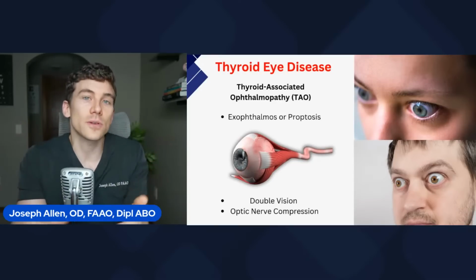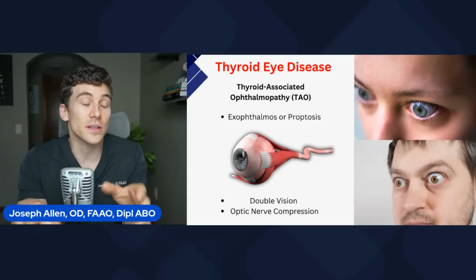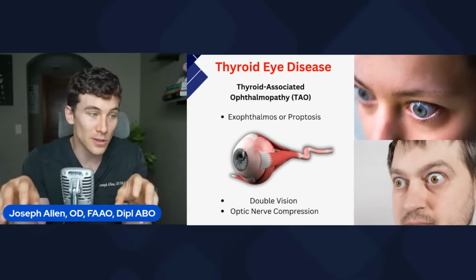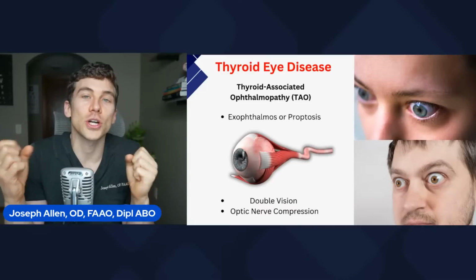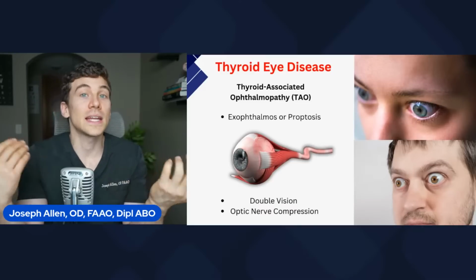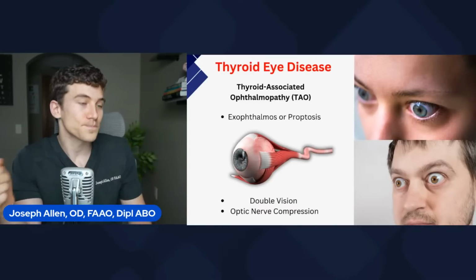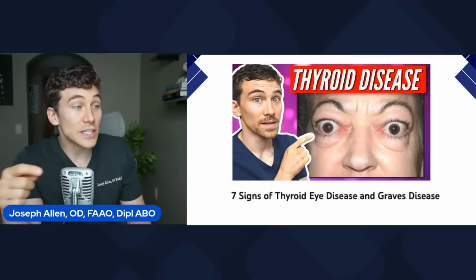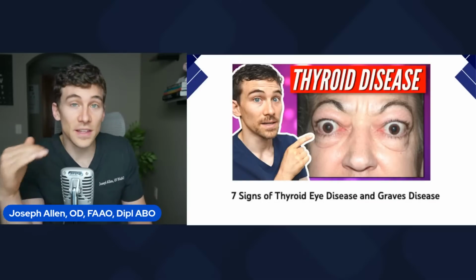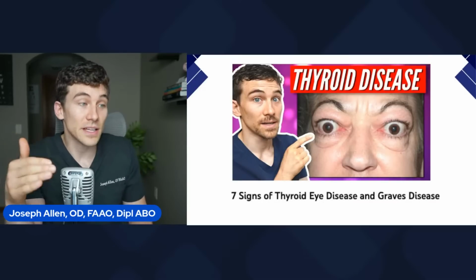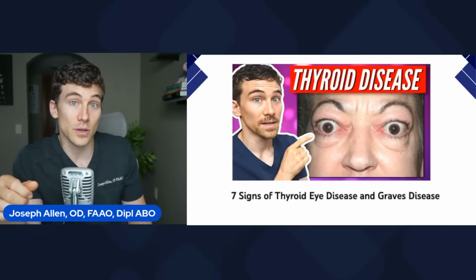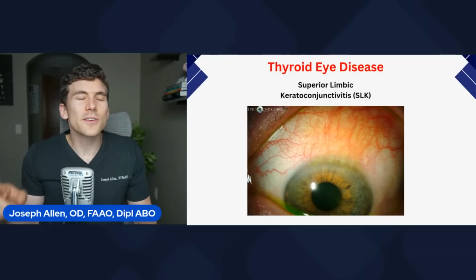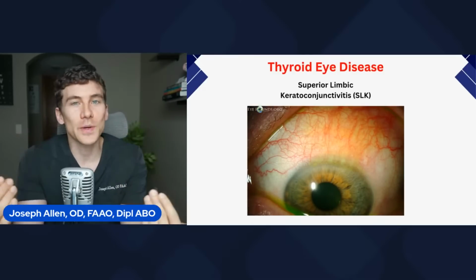Because the eye muscles become swollen and fibrous, it can lead to double vision because you can't control your eye muscles very well. In extreme conditions, it can even compress and push on the optic nerve behind the eye, and that can lead to permanent vision loss. Again, we did do a video on thyroid eye disease. If this runs in your family, I definitely encourage you to check out that video because it goes more in depth on the possible signs of thyroid disease, possible treatments, and what your doctor is going to be looking for.